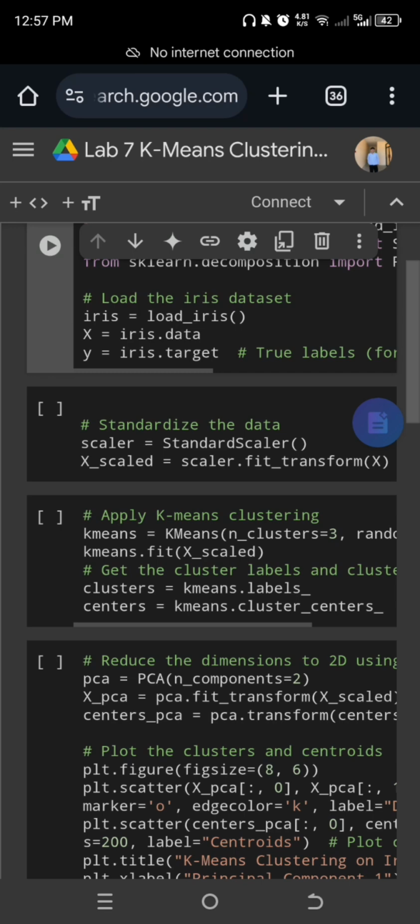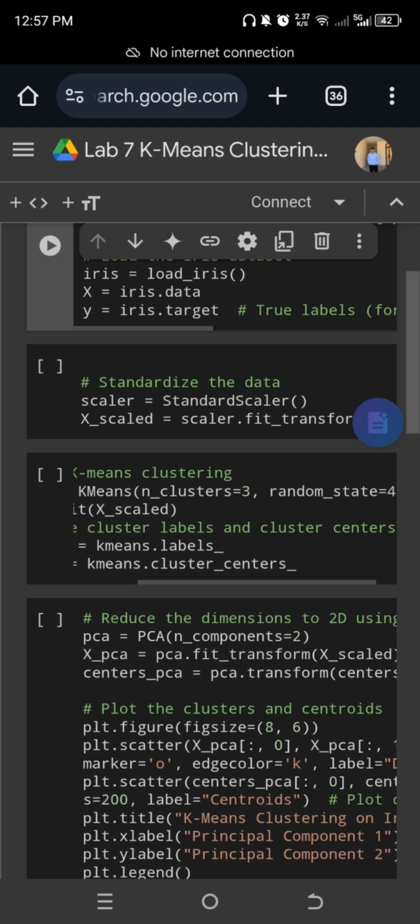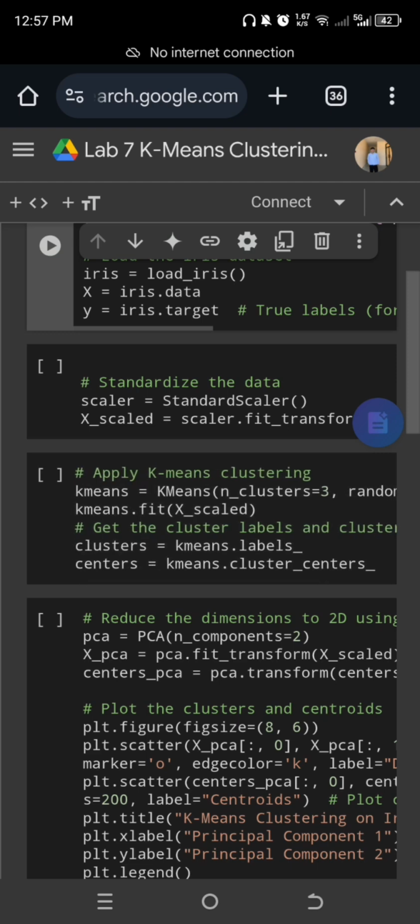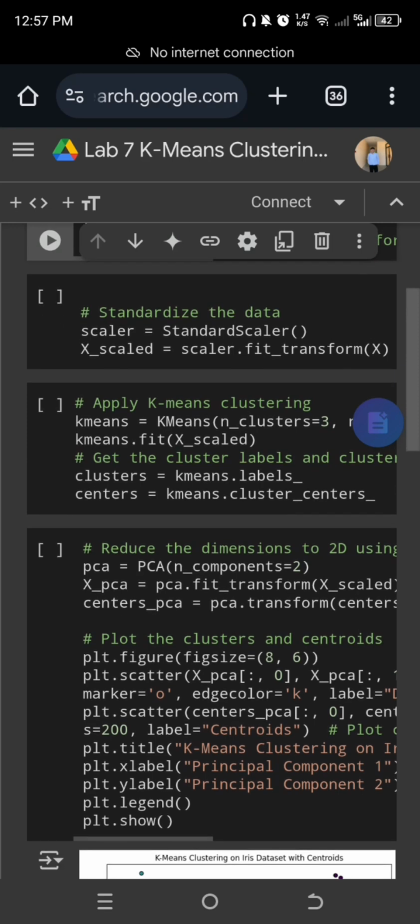The next one: this breaks the function call, it should be one line as shown above. And the next one is apply K-means clustering. Initialize K-means with three clusters, since we know iris has three species. random_state equals 42 ensures reproducibility. The algorithm assigns each sample to the nearest cluster center.